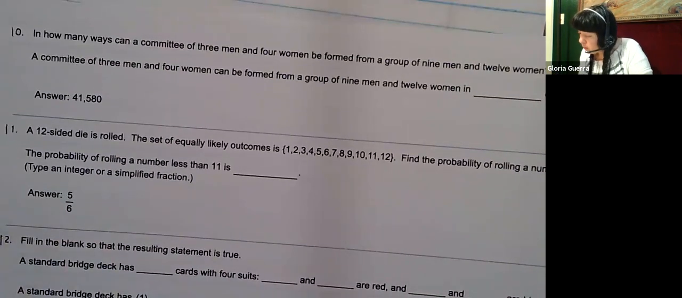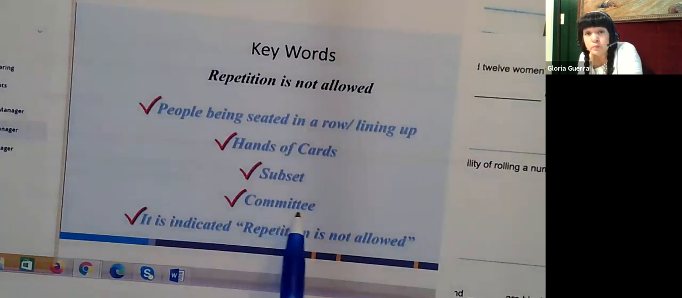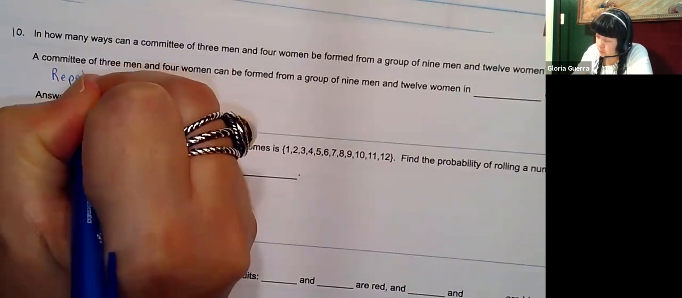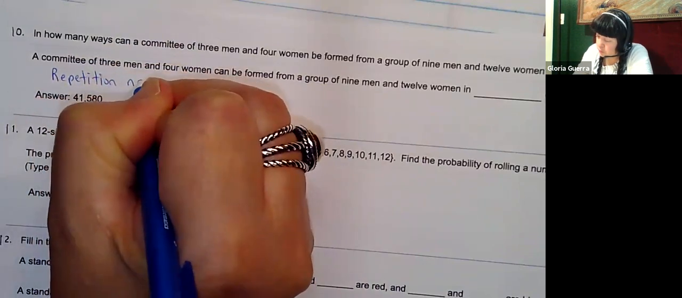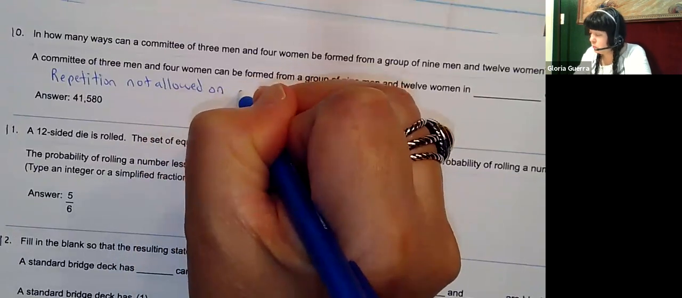So, in how many ways can a committee of 3 men and 4 women be formed from a group of 9 men and 12 women? In your committees, repetition is not allowed in a committee. If I go back to my keywords, when repetition is not allowed, see on committees, let me write that down. So repetition in committees.